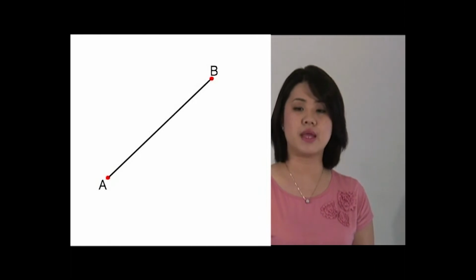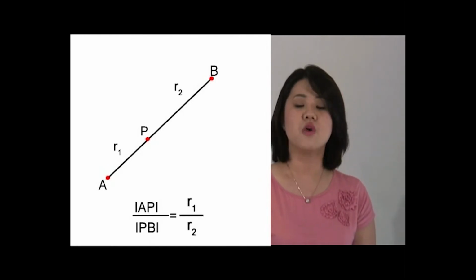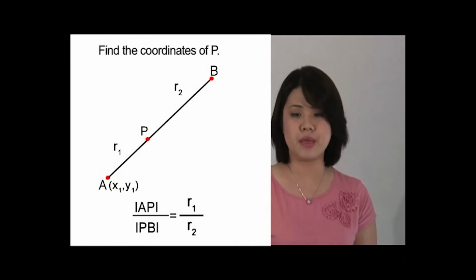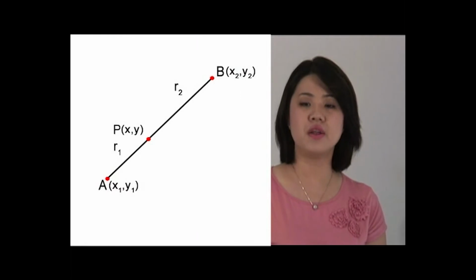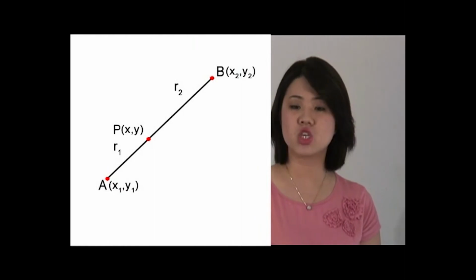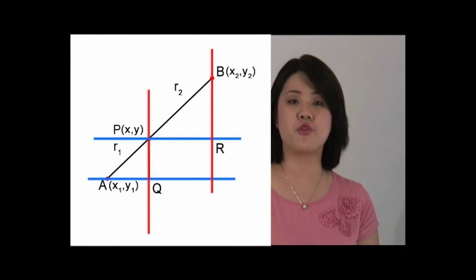We will now extend the midpoint formula by considering other subdivisions of a line segment. Consider the following. Let AB be a line segment and let P be a point on AB, such that the ratio of the length AP to BP is R1 is to R2. Find the coordinates of P. Let A be the point (x1, y1) and B be the point (x2, y2). As before, we draw horizontal and vertical line segments through A, P, and B to form right triangles AQP and PRB. What are the coordinates of Q and R?